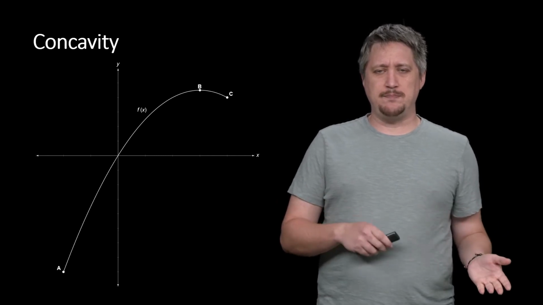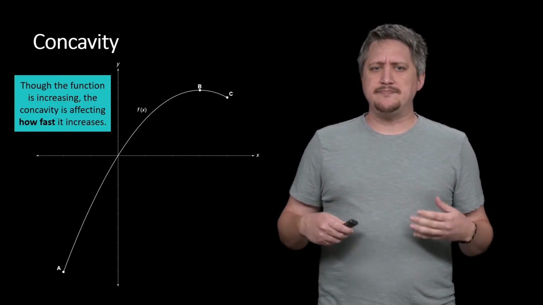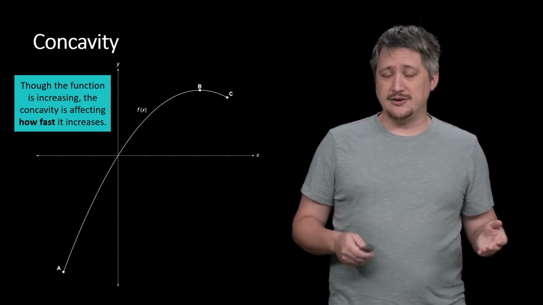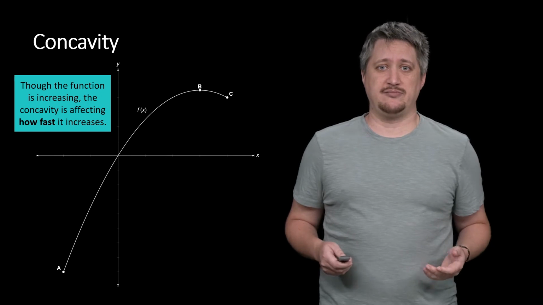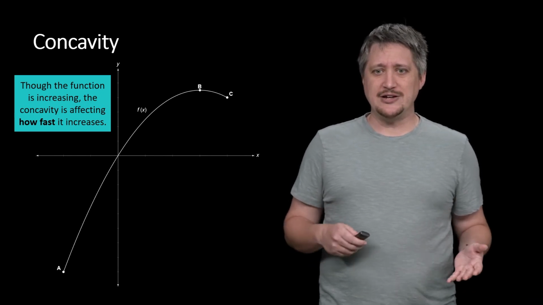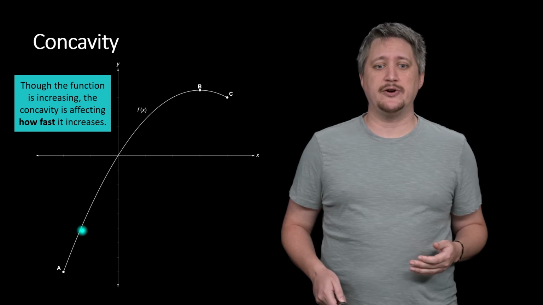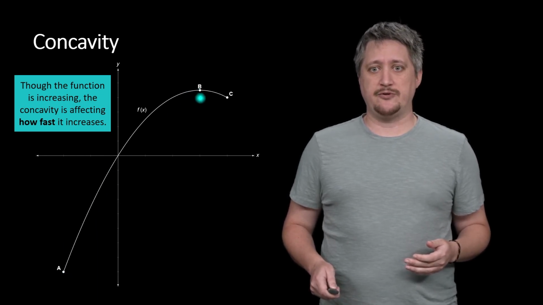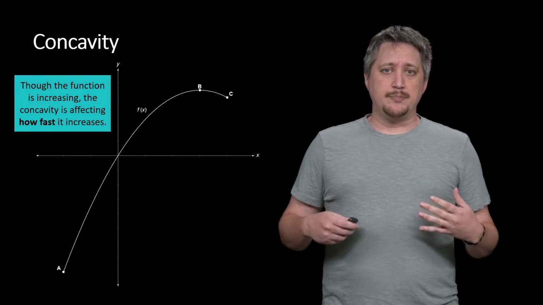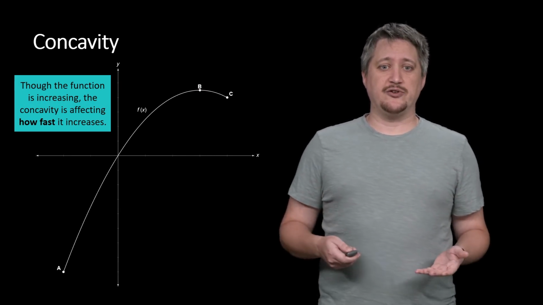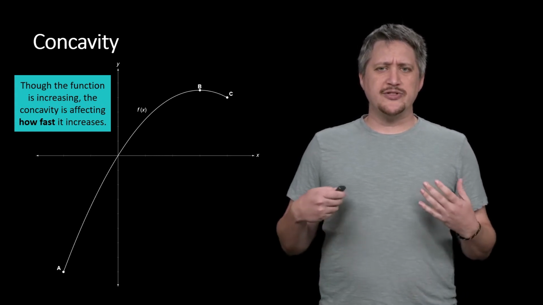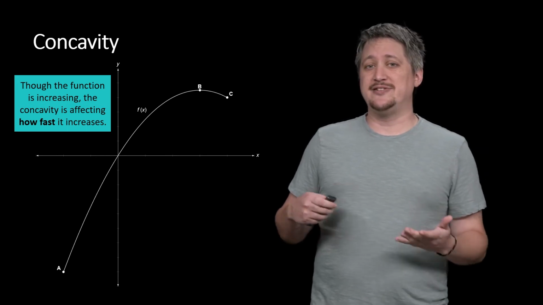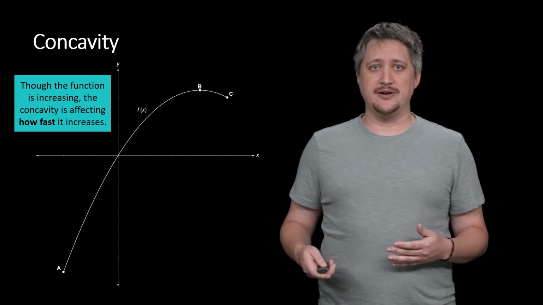Here we have a piece of a curve, and traveling from left to right, we are increasing as we go across this curve. This function is increasing up to the point B, right? From A, we're going up, up, up, all the way to B, and then from B we are decreasing. But this entire time, it is also concave down. So what this concavity is doing is affecting how fast the function is increasing, okay?